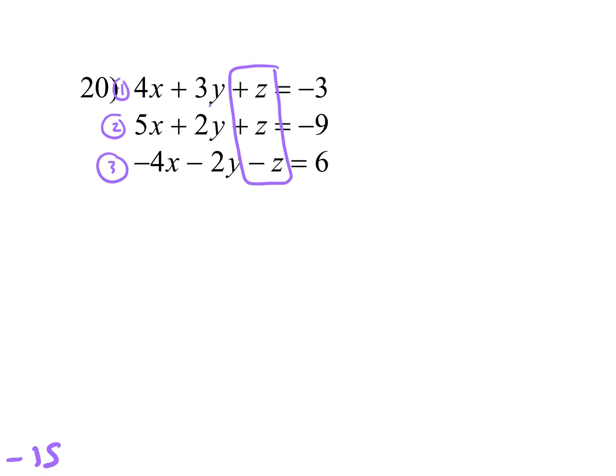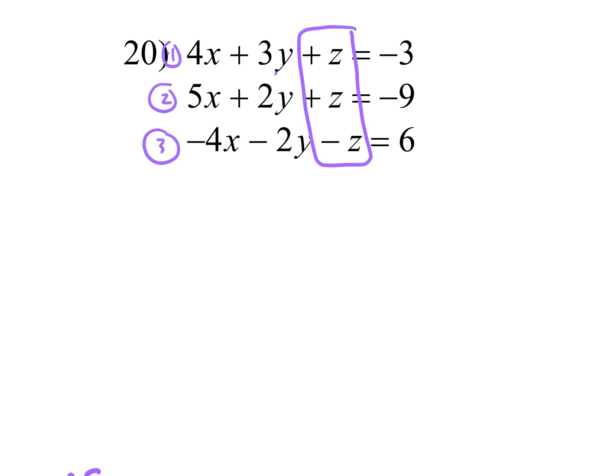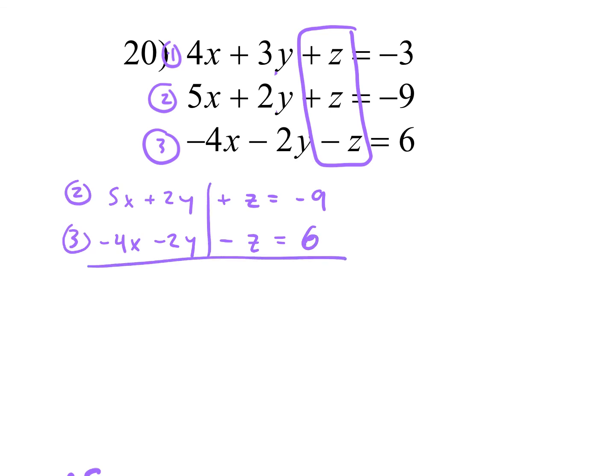So pick 2 equations at a time. Which 2 do you want to work with? The last 2. So 2 and 3. So 2 is 5x plus 2y plus z is equal to negative 9. And 3 is negative 4x minus 2y minus z is equal to 6. Do the z's cancel? Because my goal is to cancel out the z's. Yeah. The y's also cancel out. What's 5x minus 4x? x. And then what's negative 9 plus 6? Negative 3. So x is equal to negative 3.